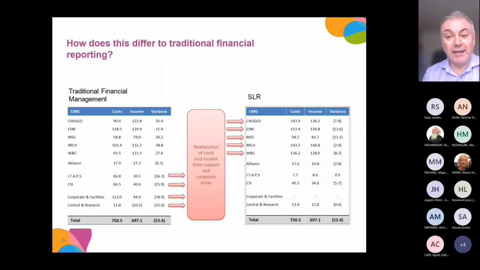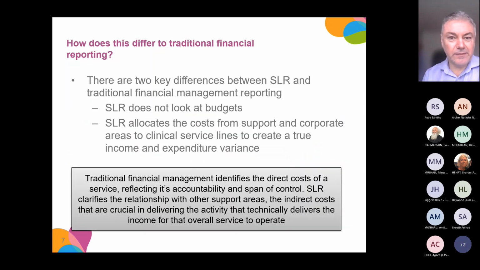That then allows those services to look at whether they're a profitable service or a loss-making service, and whether that's direct costs, indirect cost, or overheads that is causing that. Two key differences between SLR and financial management. SLR is not looking at budgets, it's all based on actuals. And SLR allocates the cost from support and corporate areas into the clinical service lines.